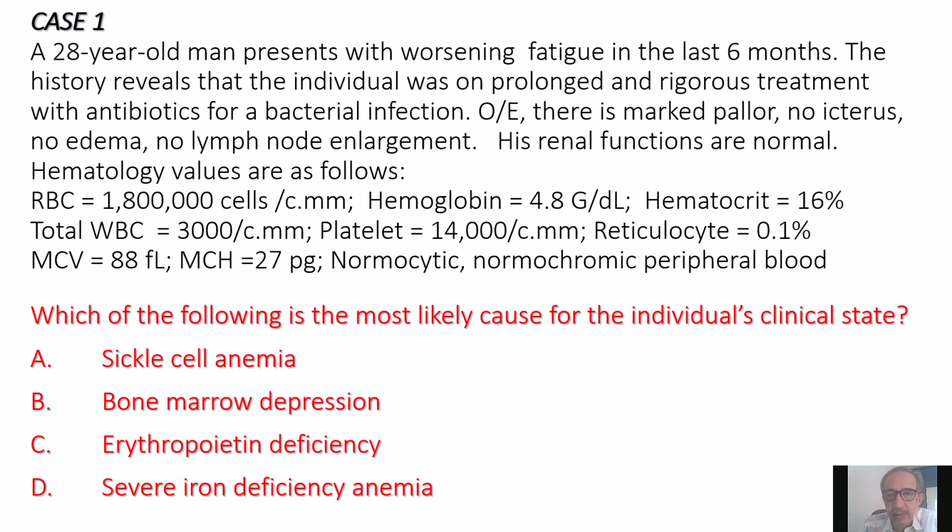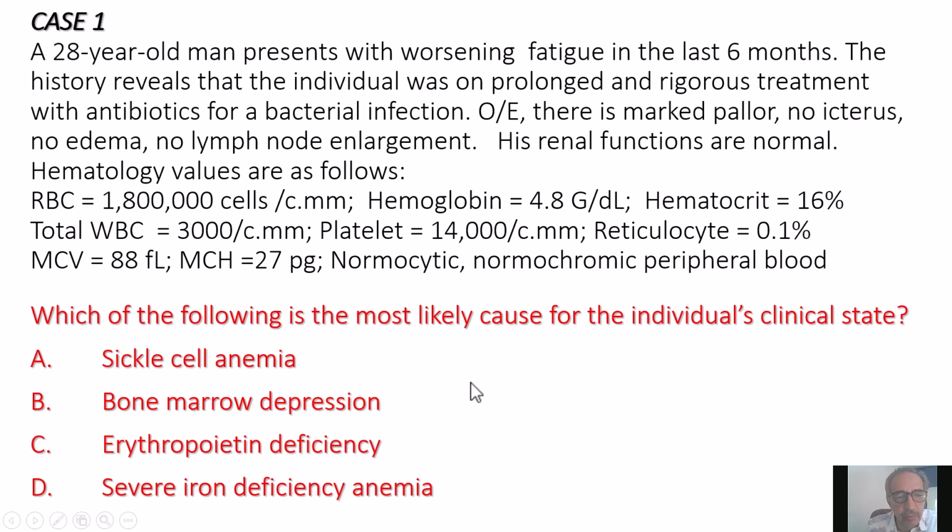Erythropoietin deficiency, unlikely because renal functions are normal. Erythropoietin is secreted from the kidneys. Severe iron deficiency anemia, no indication of iron deficiency. The blood picture is normocytic normochromic, not microcytic hypochromic, and blood indices are normal. In deficiency anemia, blood indices will be affected, MCV will be reduced, MCH will be reduced. So pancytopenia is the bone marrow depression, probably drug-induced, antibiotic-induced bone marrow depression.